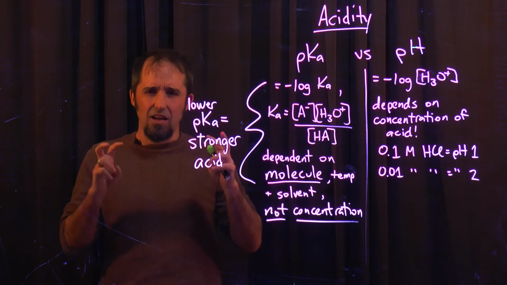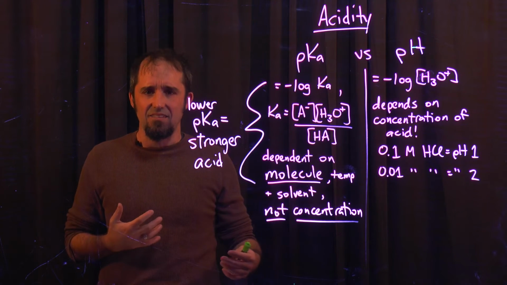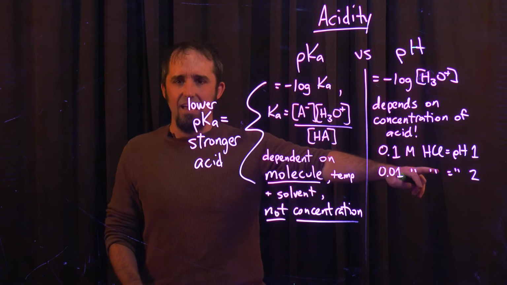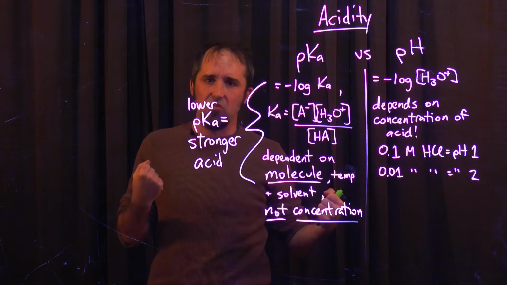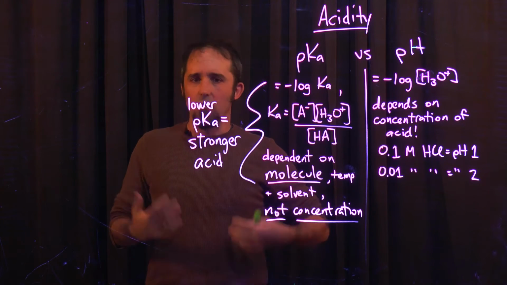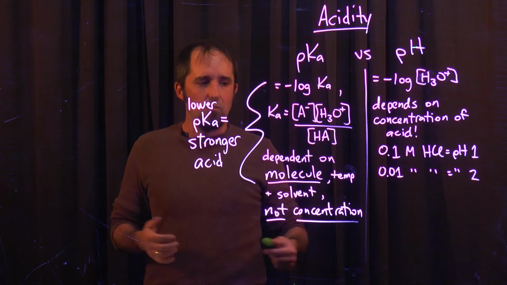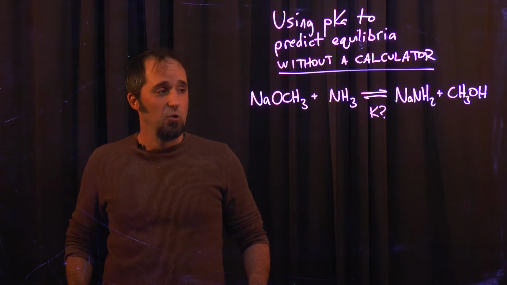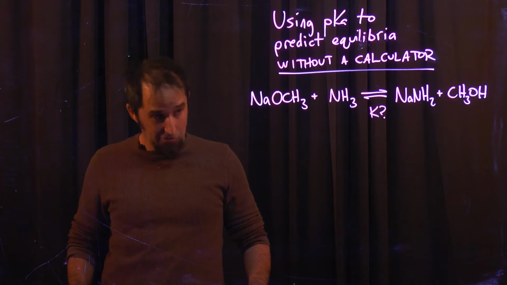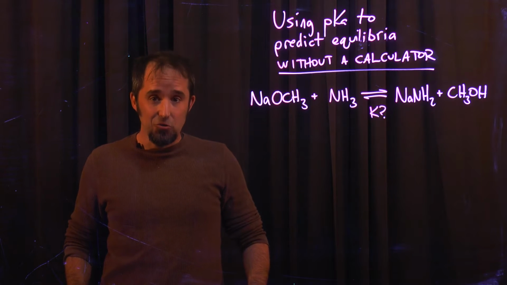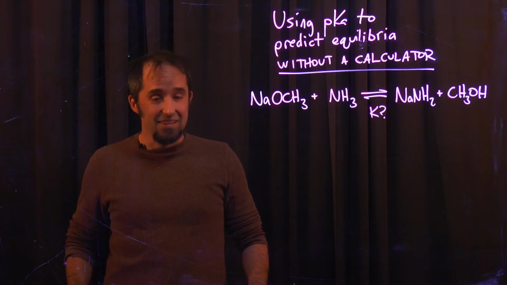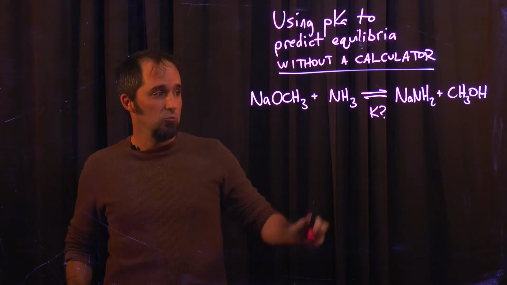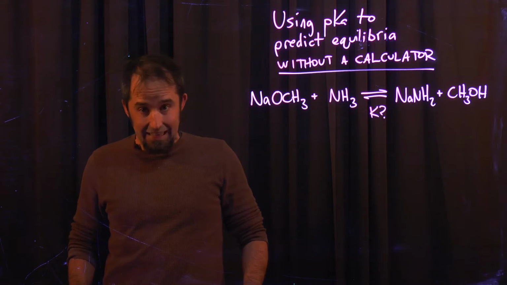And when we say strong acid in this context, most of our acids are not going to be as strong as HCl, where they fully dissociate. Almost all carbon acids are going to be quite a bit less acidic than that. Again, here in organic chemistry, we're not just concerned with learning stuff. We want to be able to use stuff. So how can I use pKa's to predict equilibria and equilibrium constants without a calculator?